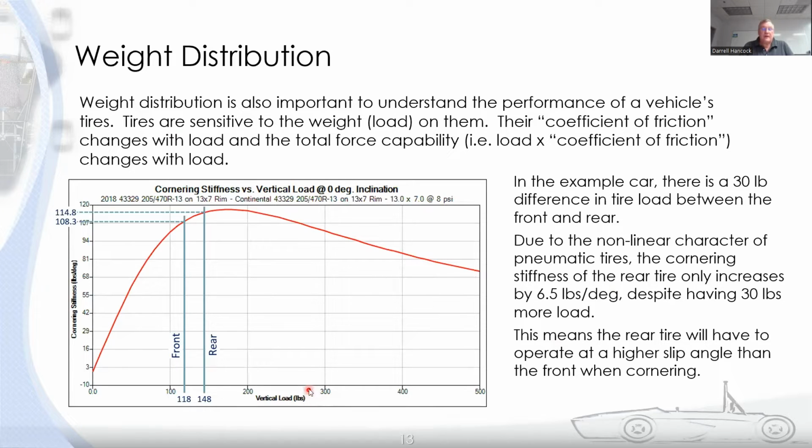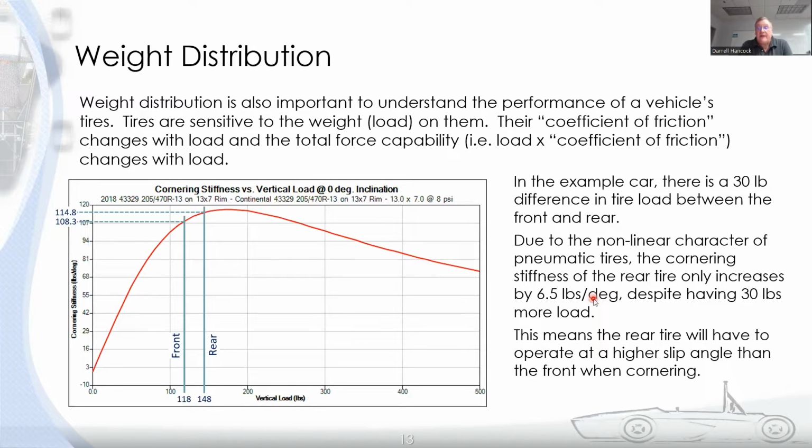And so using that example vehicle I showed a couple of slides ago, my front tires are at 118 pounds, which translates to a cornering stiffness of about 108.3. My rear tires have a higher load because I have a higher rear weight distribution. They have 148 pounds load on each tire, which correlates to about 115 pounds per degree. So even though I have a 30-pound difference between my front and rear tires, I only get a 6.5 pounds per degree difference in cornering stiffness out of my tire.